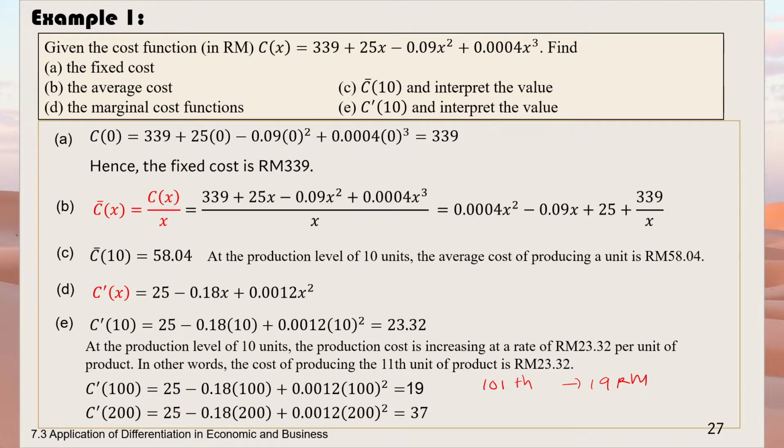But when I'm producing 200, if I want to produce the 201st unit, I'm going to spend 37 RM. So what is it going to tell you? It means that if your optimum is already exceeded, then although in our mind we keep on telling ourselves that if we keep on producing more, our cost is going to reduce.